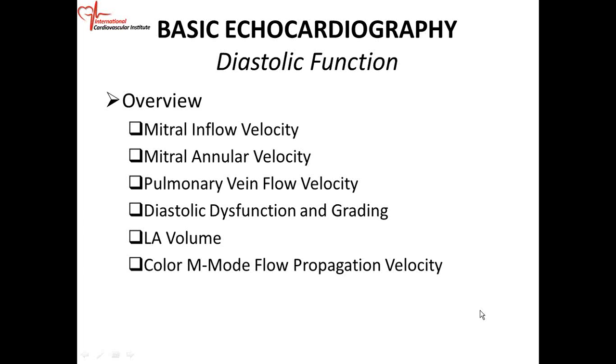All right, so we're going to look at the mitral inflow, because these are the parameters that we look at when we're talking about diastolic function and diastolic dysfunction. We're going to look at the mitral annular velocity, pulmonary vein flow, diastolic dysfunction, and the grading of diastolic dysfunction. We're going to talk a little bit about the left atrial volume and color flow M mode flow propagation. Some of this we discussed in the Doppler session, so you should be somewhat familiar with it.